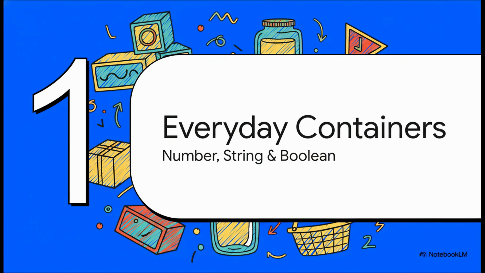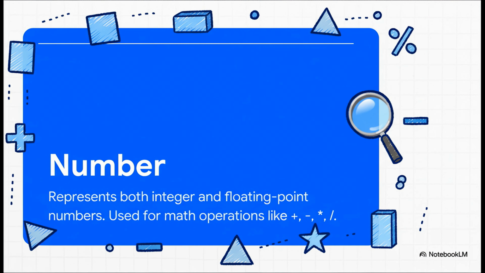I mean, over and over again. These are the absolute essentials for any coding journey. First up is the number type. This one's pretty straightforward, right? It's your go-to for anything and everything mathematical. It doesn't matter if you're working with whole numbers or decimals with a lot of stuff after the point. JavaScript just bundles them all into this one powerful type. You can add, subtract, do all the math you'd ever expect.